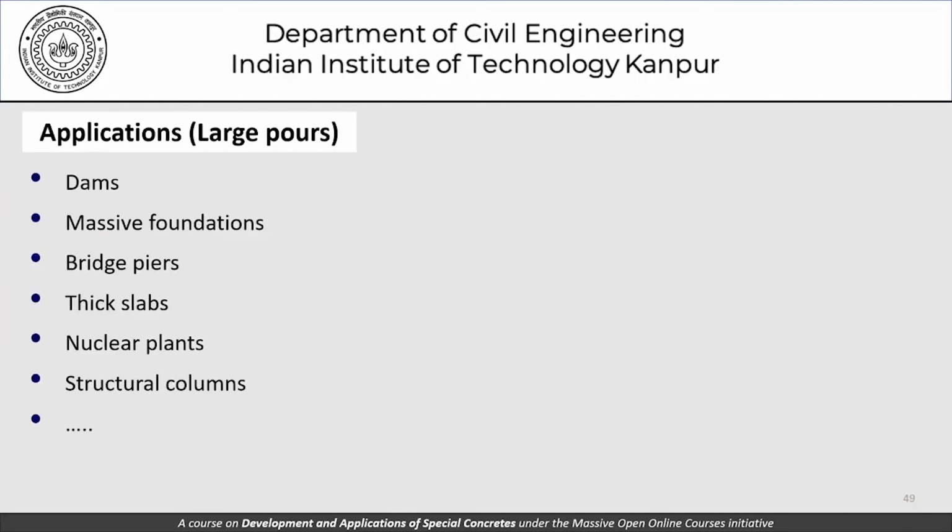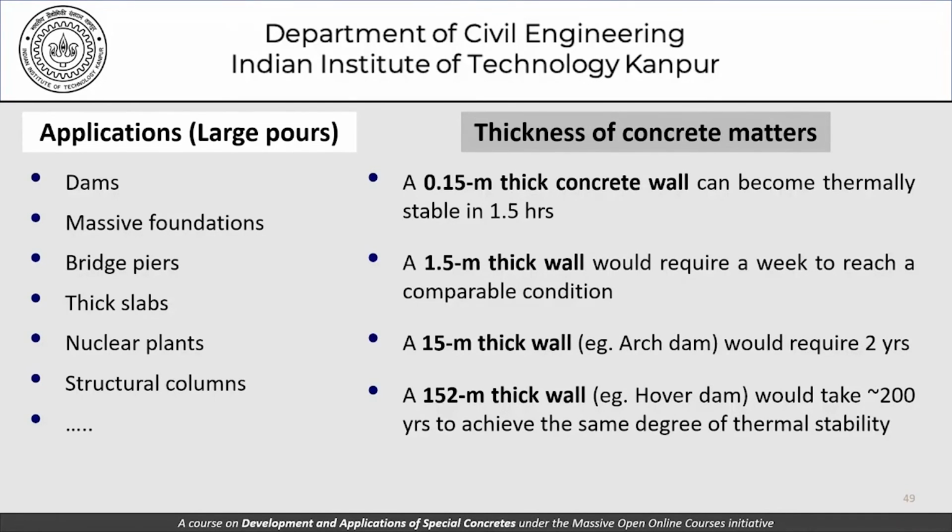So reiterating once again towards the close of our discussion today, where can we use the kind of discussion that we have been having about mass concretes? In dams, massive foundations, bridge piers, thick slabs, nuclear plants, structural columns with high strength concrete, and so on. And here are the details, some numbers about which I had talked earlier.